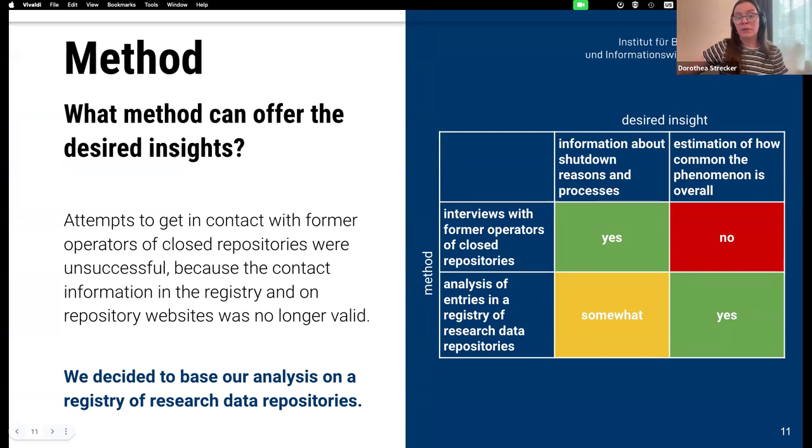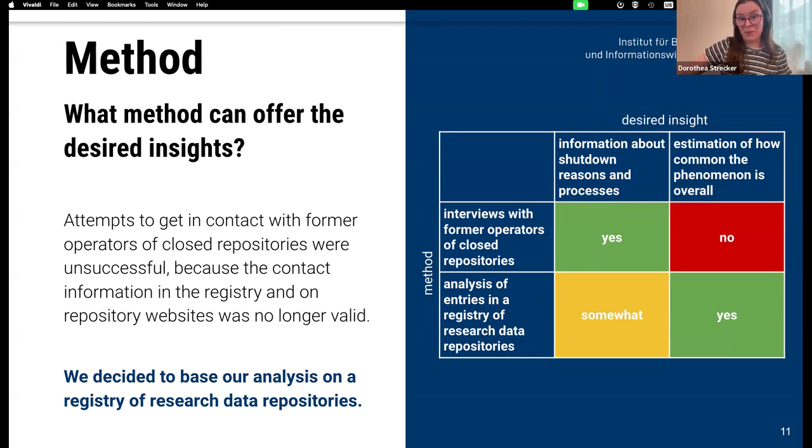So basically, we were interested in two things. We wanted to gain insights into the shutdown process and its reasons, and we also wanted to estimate how common the phenomenon was overall. We did consider different methods, for example, interviews with former operators of now defunct repositories, because this would give us very in-depth insights into the shutdown process, and we would be able to ask for reasons and just details of the process overall.